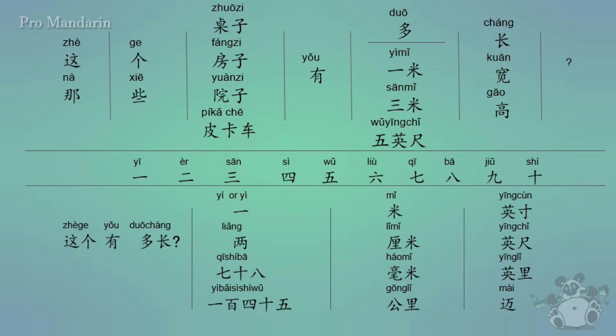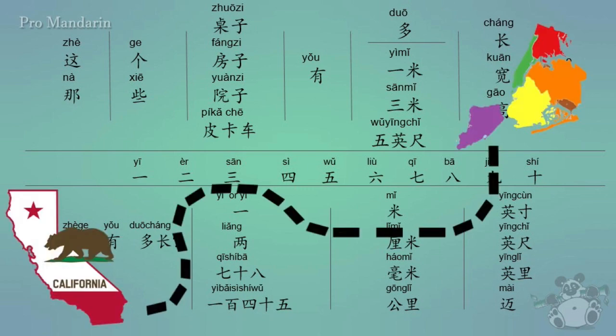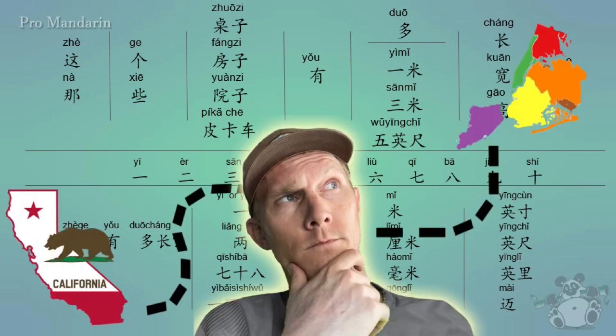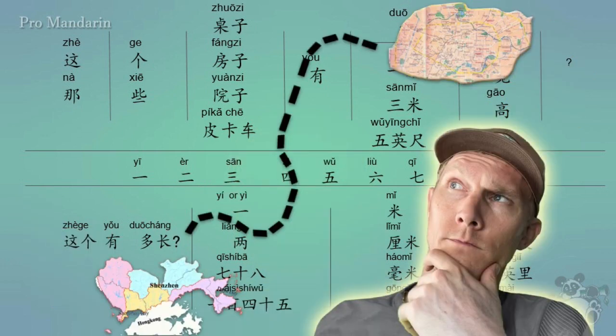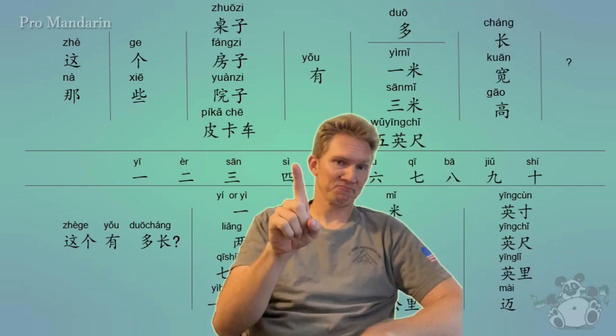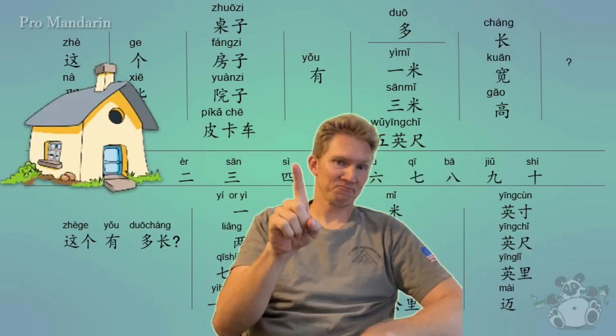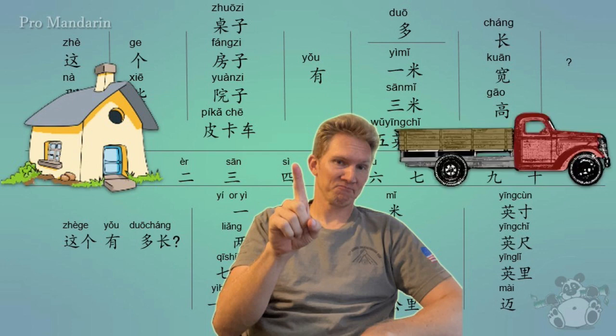So you're probably wondering, how long is it to get from New York to California? How many miles is that? How many kilometers? Or what about Shenzhen to Shenyang? Well, I can't tell you that answer, but what I can tell you is the length and the width of this house, or maybe the height of the house, or maybe the height of this pickup truck. And that's what we're going to be talking about today.